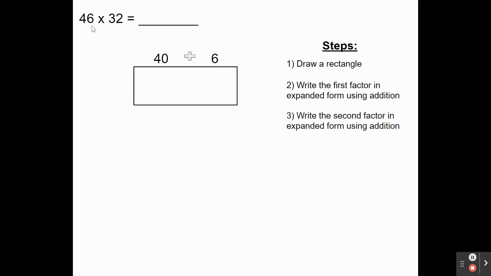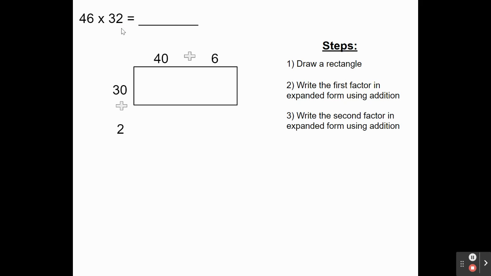Next, we're going to write the second factor in expanded form using addition. The second factor is 32. Since the 3 is in the tens place, the value is 30. The 2 is in the ones place, so the value is 2. We're going to be adding these values together.